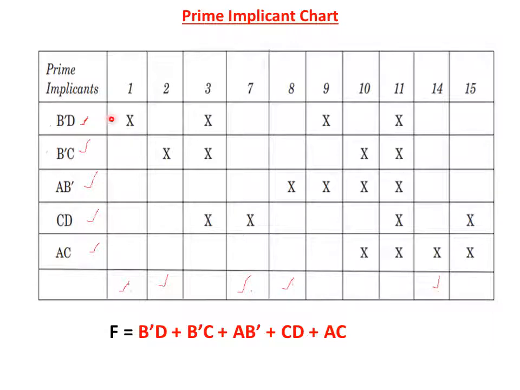Now we will see the single check marks. Here is a single check mark, so we are writing a check mark here, and here a single check mark, so we are writing here, and here a single check mark, so here also we are writing, and here a single check mark, so here we are writing. So all these 5 combinations are essential prime implicants. So this is the final expression. The essential prime implicant combinations are written here.